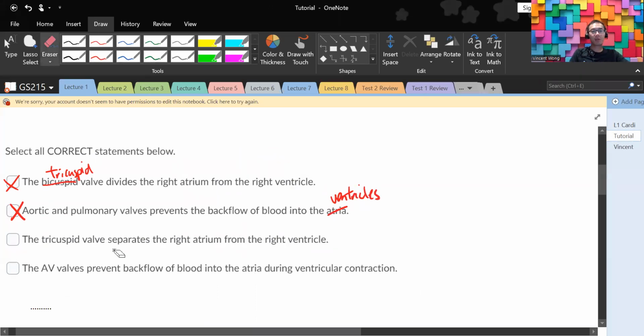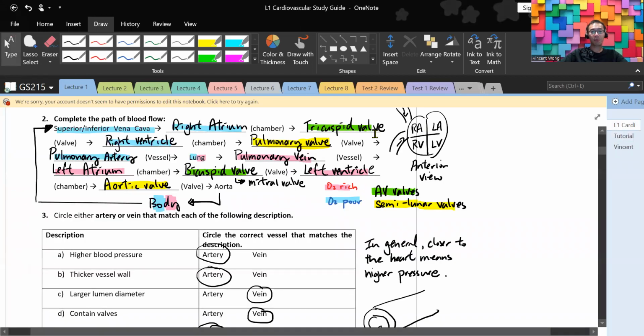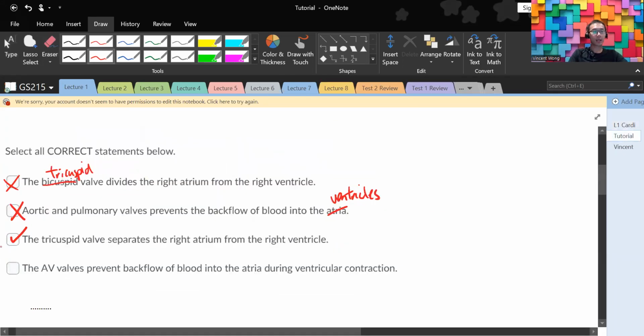The tricuspid valve separates the right atrium from the right ventricle. That is correct. The AV valves prevent backflow of blood into atria during ventricular contraction. So once again, we will look up the AV valves. Okay, so AV valves are the green ones, and before each of the AV valves would be the atrium, right? So they would be preventing backflow to the atria, which means this is correct. All right, so the correct answers are 2 and 4, C and D.